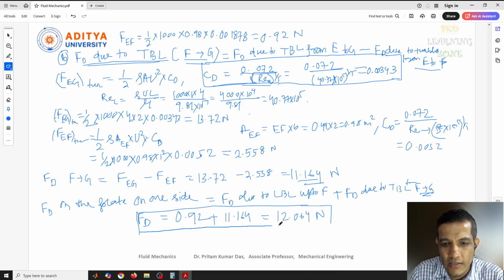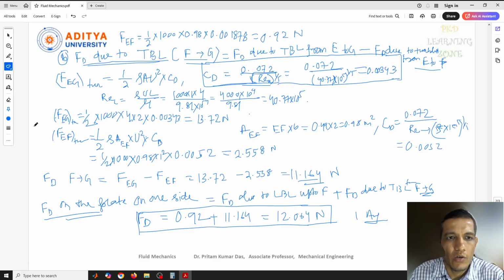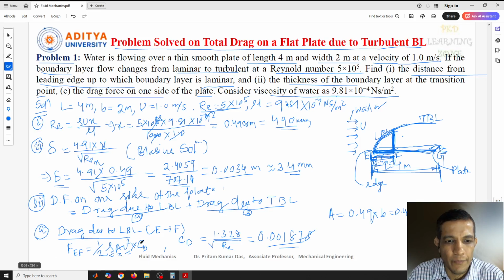If it is called as two sides, then two need to be multiplied here. But we need to see these are the points like drag force due to turbulent boundary layer and drag force due to the laminar boundary layer. These two terms are very, very important. So I hope you understand how to solve the problem in this type of conditions.